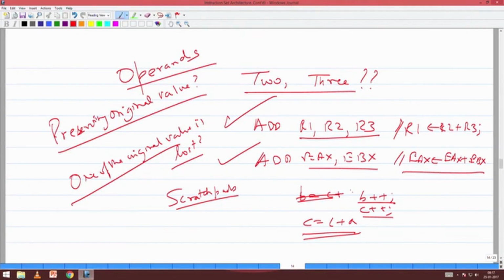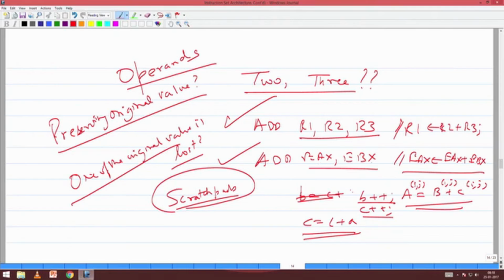Very rarely, for example in matrix multiplication, you will see something like A equal to B plus C, where Aij is B. Very rarely do you see such constructs. Many times we have a variable that is getting incremented or added to some other variable. That is why we are happy with scratch pads, with 2 registers here.